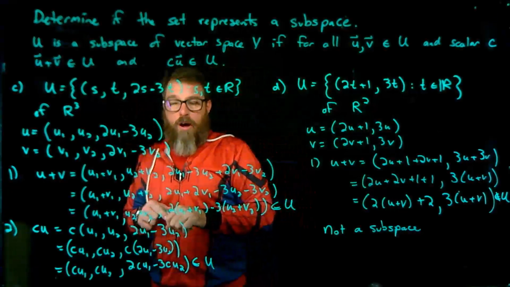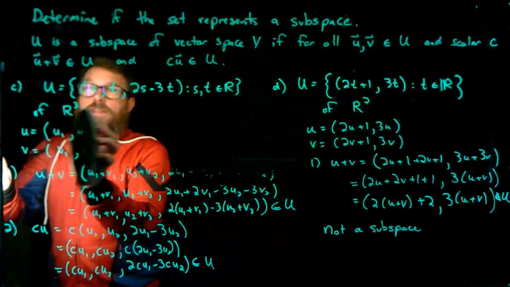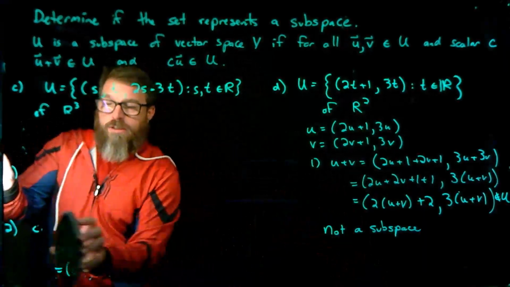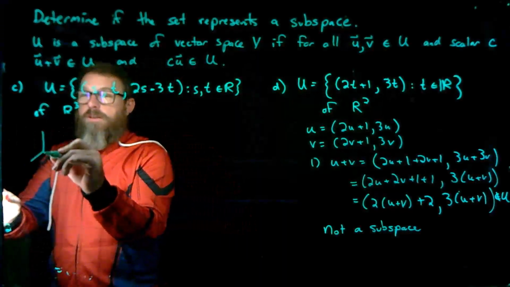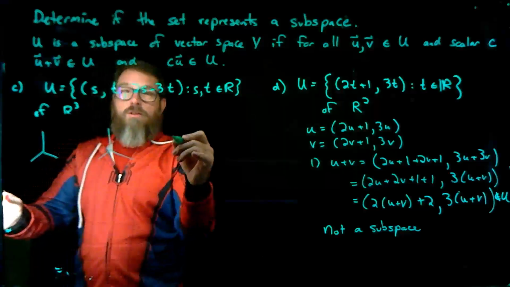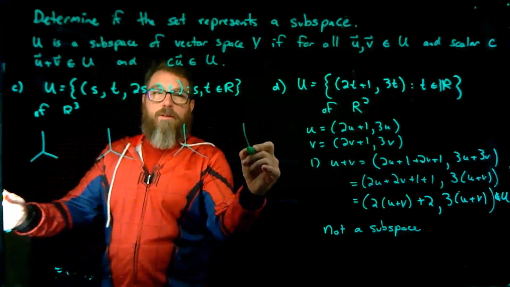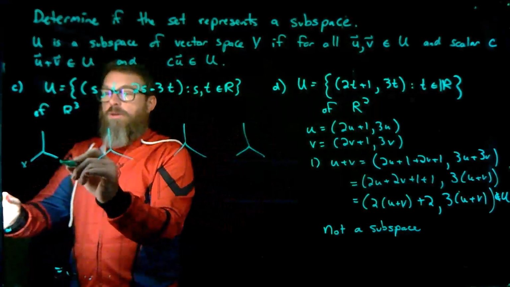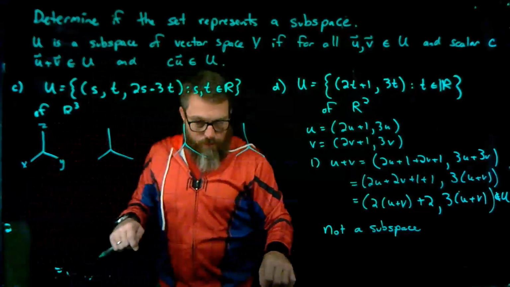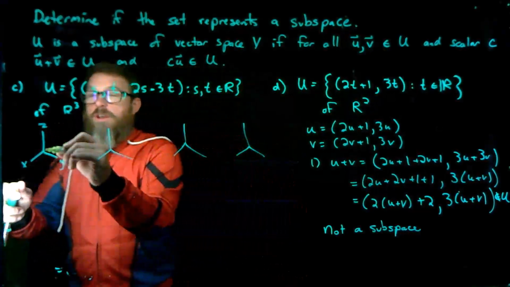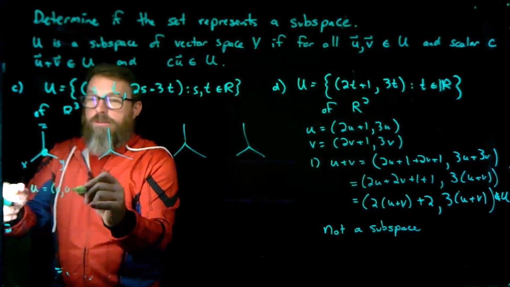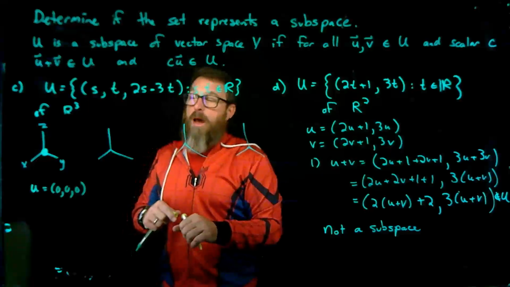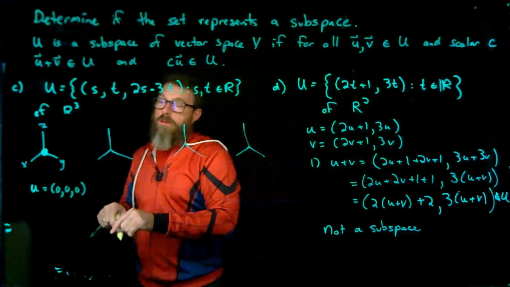So if we're talking about R3, things that look like subspaces of R3. If I have 3 dimensions here, so this would be an X, a Y, and a Z. One thing that would definitely be a subspace of R3 is just the 0 vector. So if U is just equal to 0, 0, 0, that would be a subspace. It would be closed under addition, scalar multiplication, and so on.